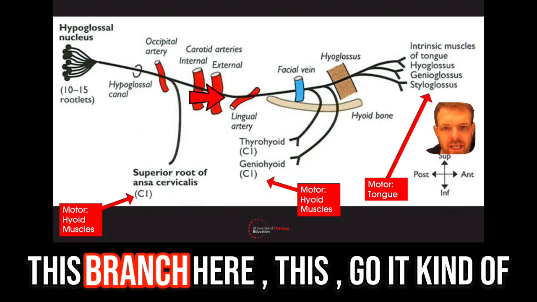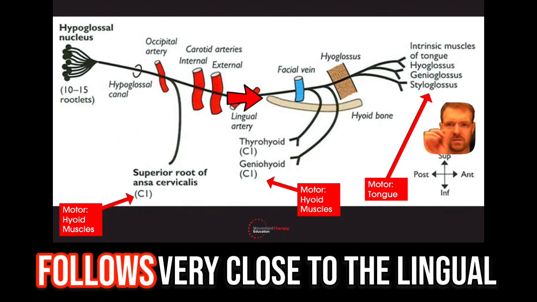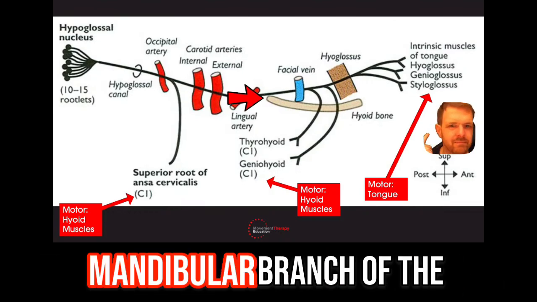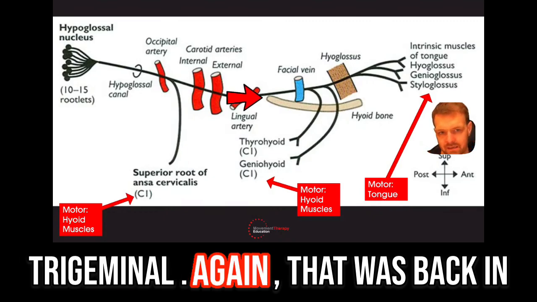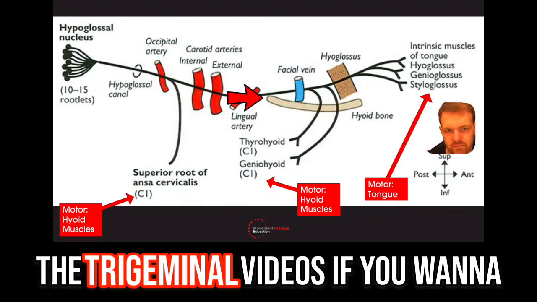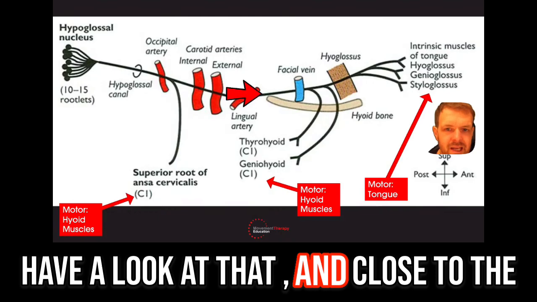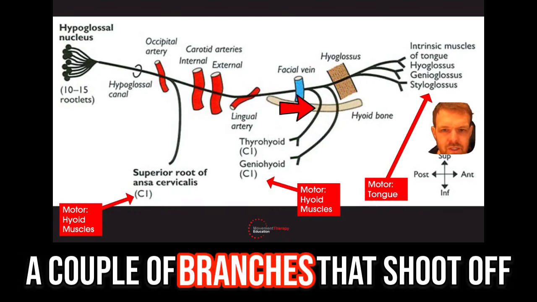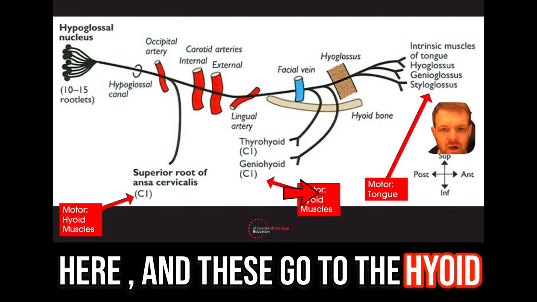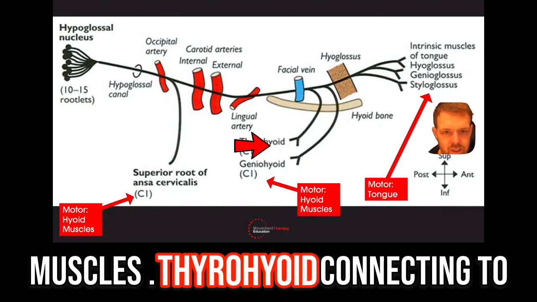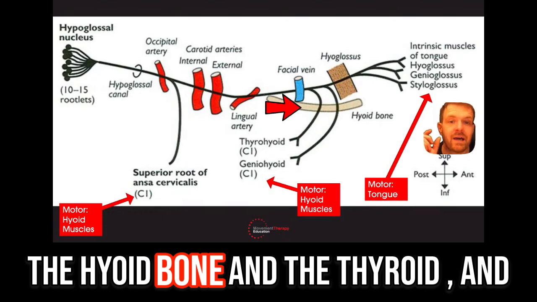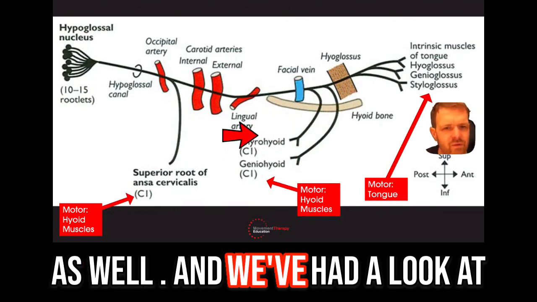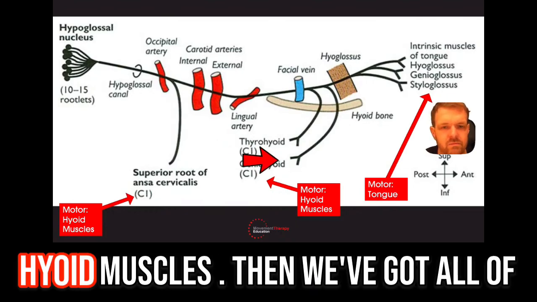And then this branch here, it follows very close to the lingual nerve, which was part of the mandibular branch of the trigeminal. Again, that was back in the trigeminal videos if you want to have a look at that, and close to the lingual artery as well. And if we have a look where it goes, we've got a couple of branches that shoot off here, and these go to the hyoid muscles, so thyrohyoid, connecting to the hyoid bone and the thyroid, and then geniohyoid as well. And we've had a look at those when we looked at the hyoid muscles.